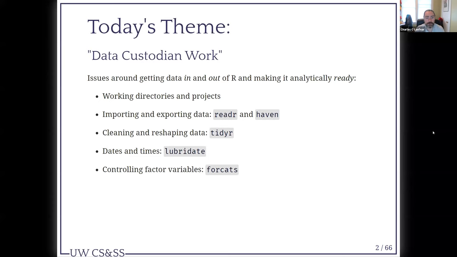And then we're going to finish up talking about working with factor variables, using different functions, especially in the forcats package, to control the levels of your factors to make things like your plots and tables look nicer. So we're covering a hodgepodge of things that are all generally around getting your data in and in the format you want before you go and do something with it, like a plot or a statistical model.